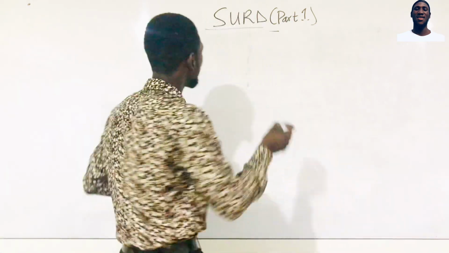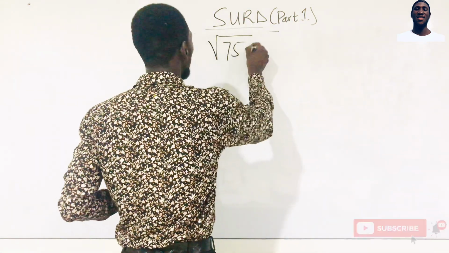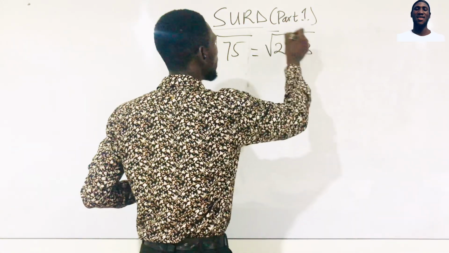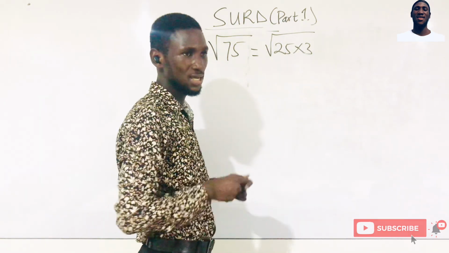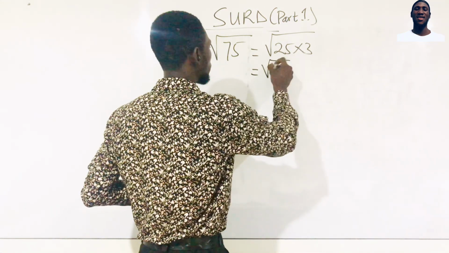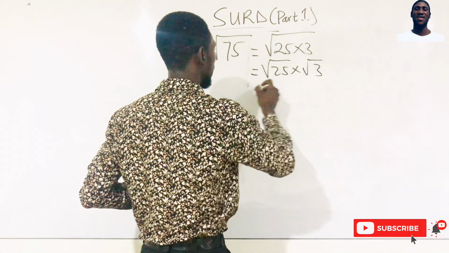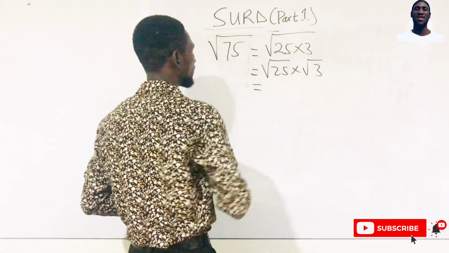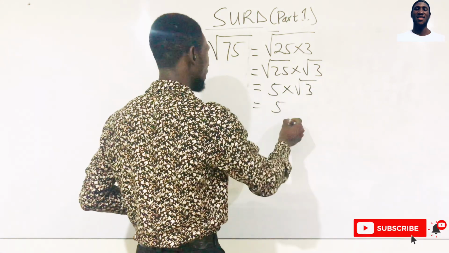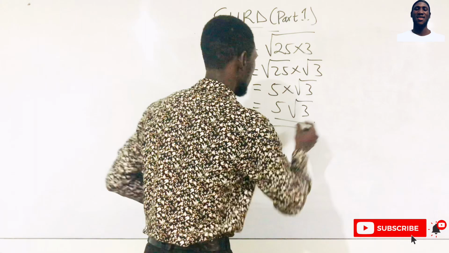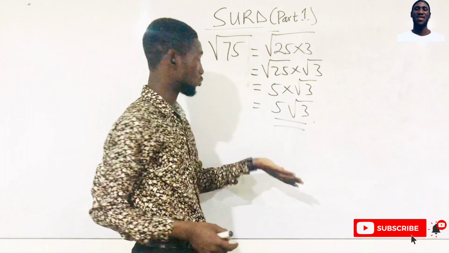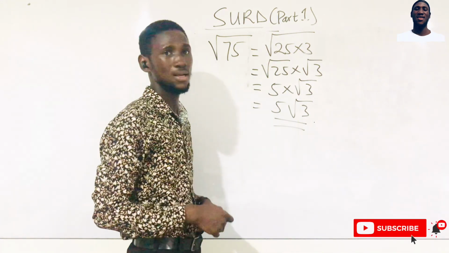Another example, root of 75. We know 75 is 25 times 3. 25 times 3 gives us 75. So we break this into root of 25 times root of 3. Root of 25 gives us 5 by root of 3. So the answer is 5 root 3. Whatever number you multiply to get 75, which is different from this, will still arrive at the same answer. But I think this is faster to do.